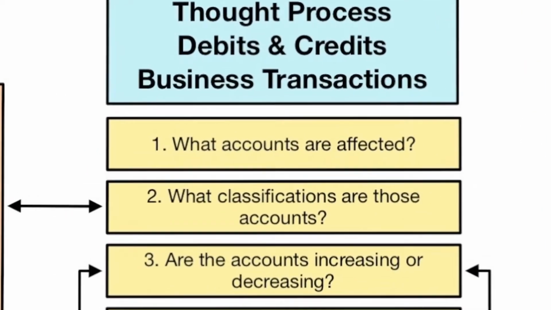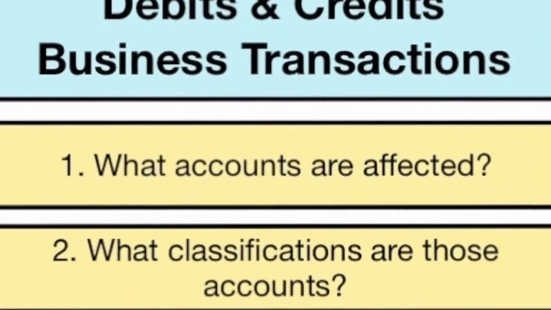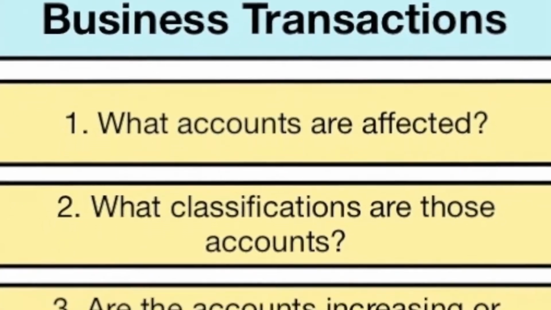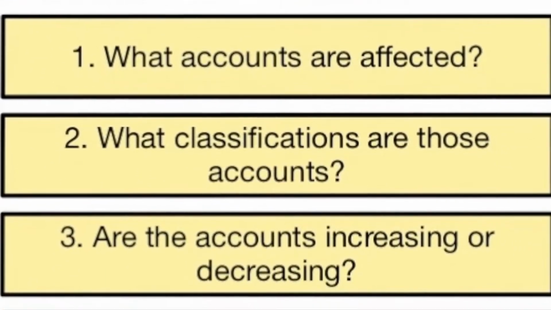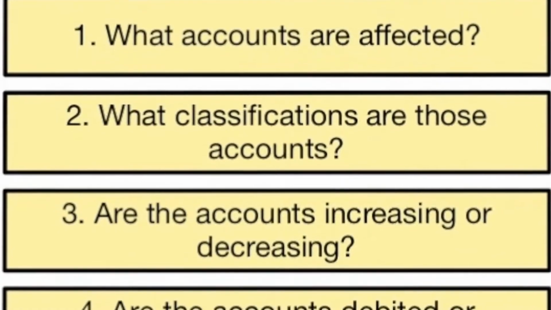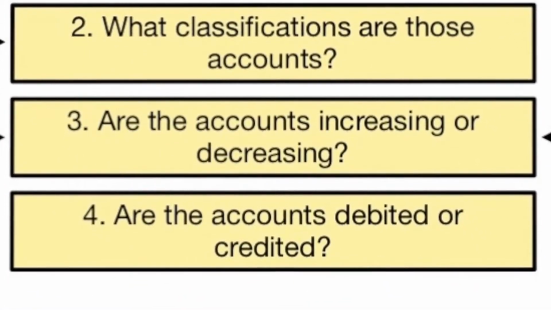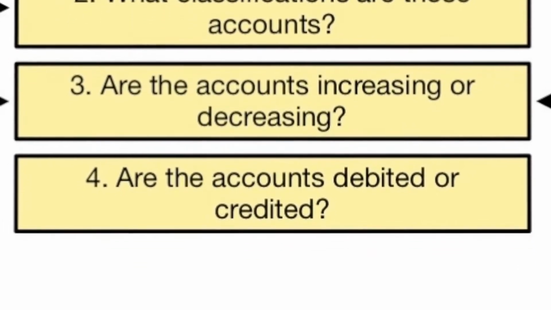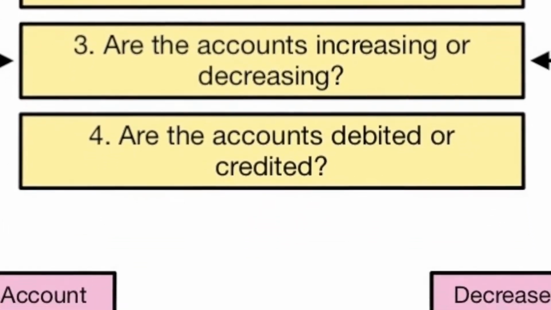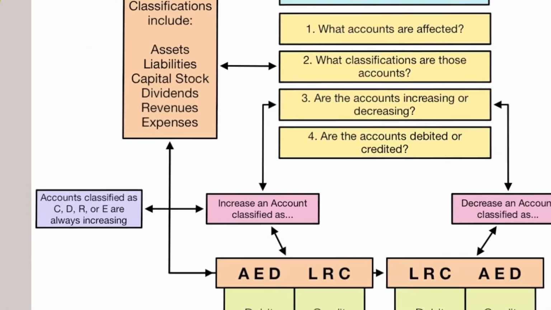Step 1. What accounts are affected? Step 2. What classifications are those accounts? Step 3. Are the accounts increasing or decreasing? Step 4. Are the accounts debited or credited? We'll practice the thought process by going over a couple of examples.